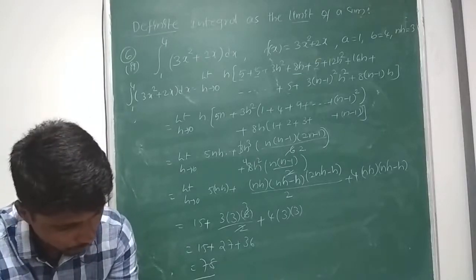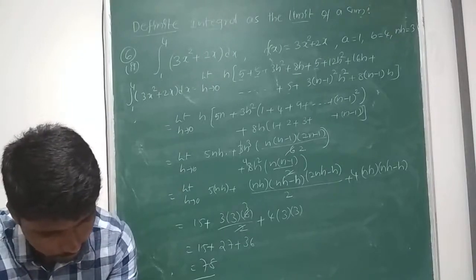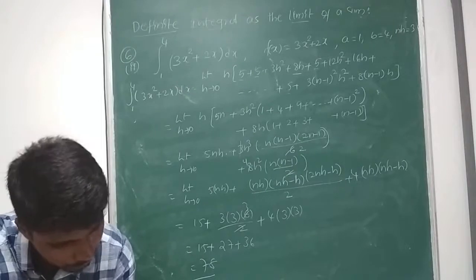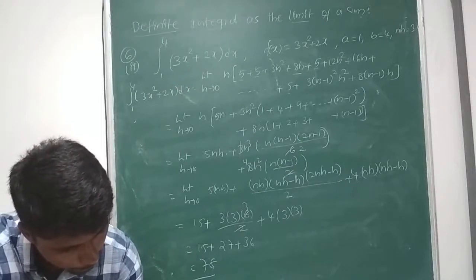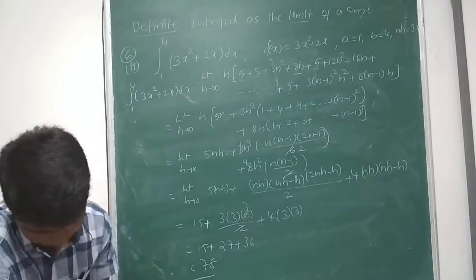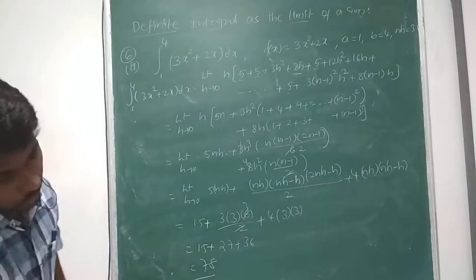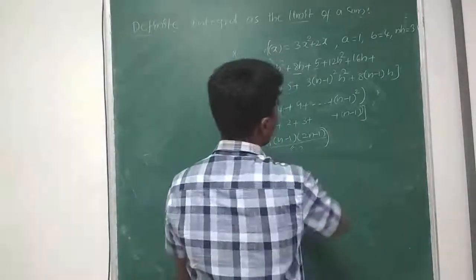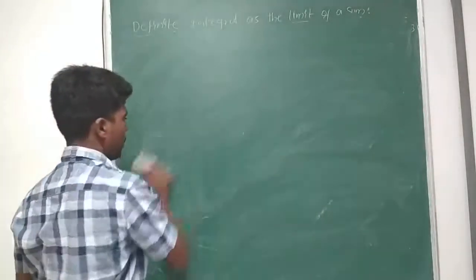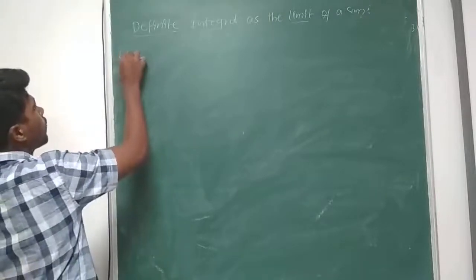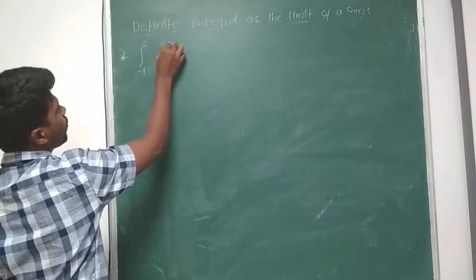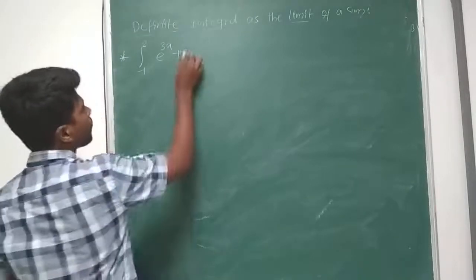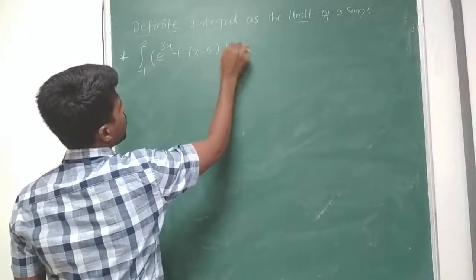Integral from minus 1 to 2 of e to the power 3x plus 7x minus 5 dx, as the limit of a sum.